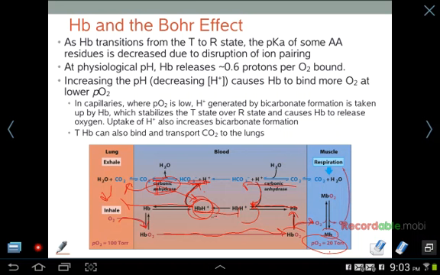So as hemoglobin comes back to the lungs, oxygen will then bind, force the hydrogens off, which then allows the bicarbonate with carbonic anhydrase to release water, because we have those protons released from hemoglobin, so we get the release of water and CO2 in the lungs. So that's that end part.